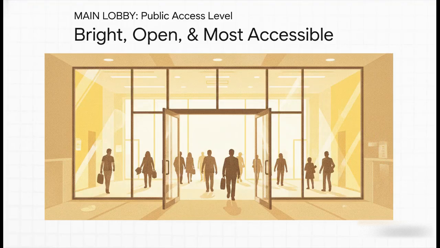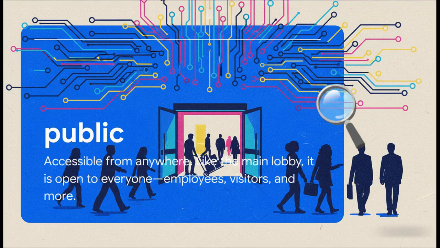Our first stop on the tour is right here at the entrance, the main lobby. As you can see, it's bright, it's open, it is the most accessible part of the entire building. This lobby? That's our public access level. Absolutely anyone can walk right in. Employees from any department, visitors off the street, the delivery person, you name it. There are literally no restrictions.